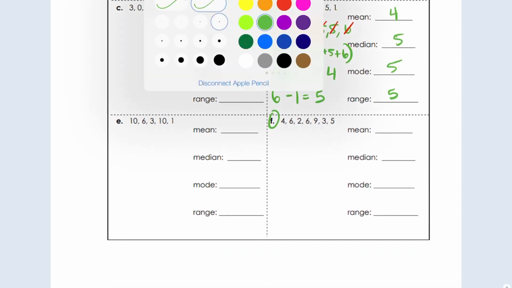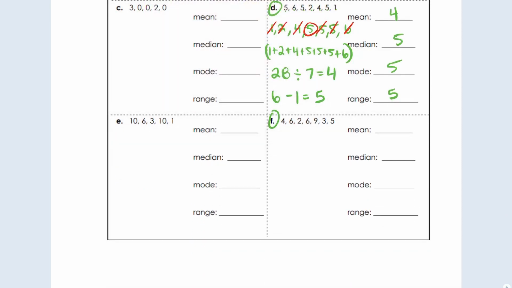We have one more to do together. All right, first step, list the data set in order from least to greatest. I have a 2, I have a 3, I have a 4, I have a 5, 2 6s, and a 9. So that's 1, 2, 3, 4, 5, 6, 7. Yep, I have 7 numbers.